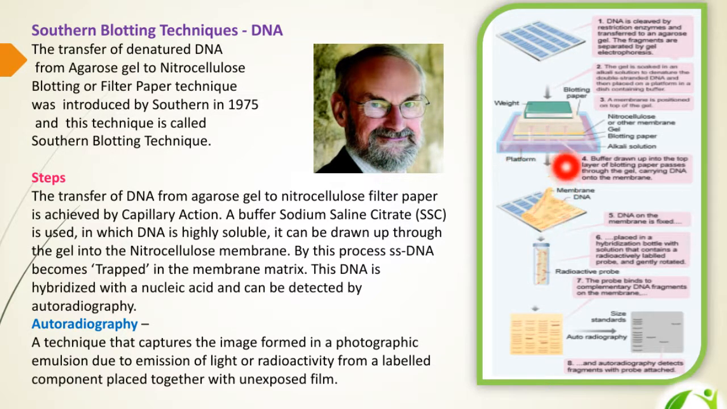So this yellow colored one is the nitrocellulose paper, so we are transferring the gel into a paper. This is called the blotting technique, for which we are using a buffer. A buffer, sodium saline citrate, is used, in which DNA is highly soluble and it can be drawn up through the gel into the nitrocellulose membrane.